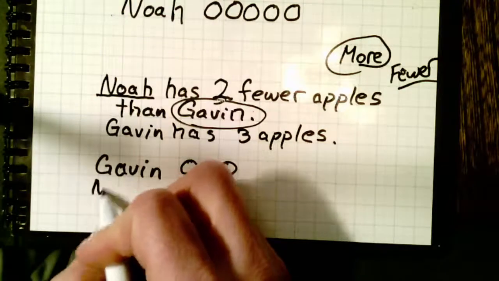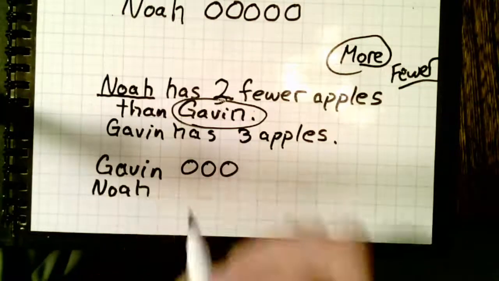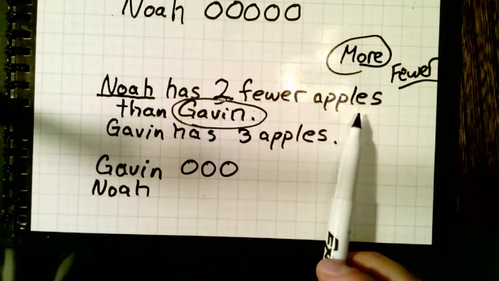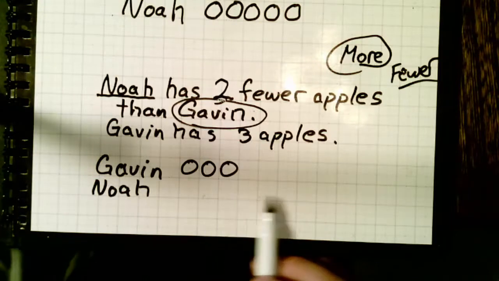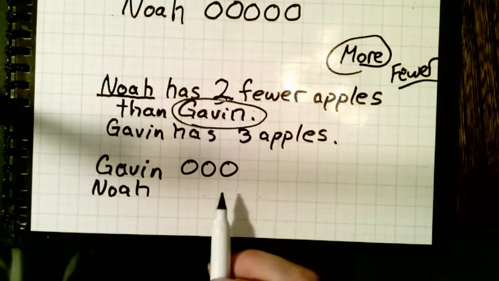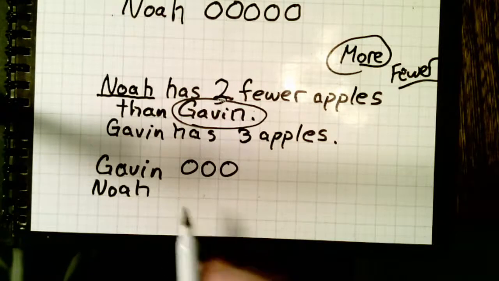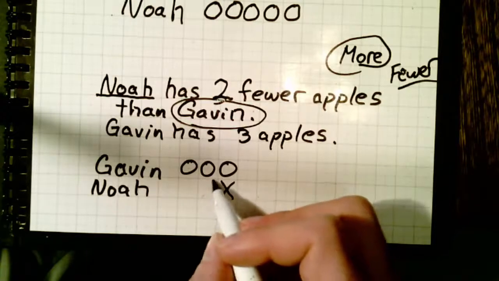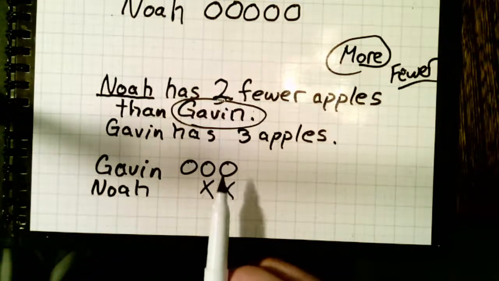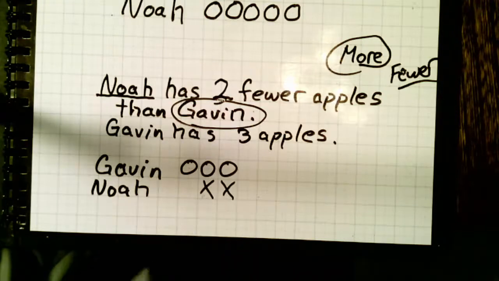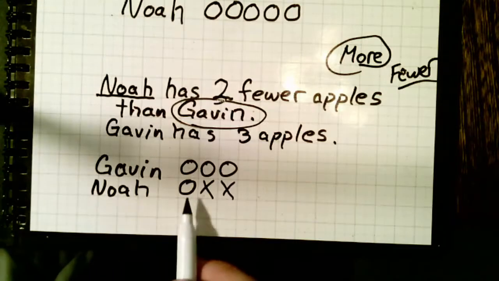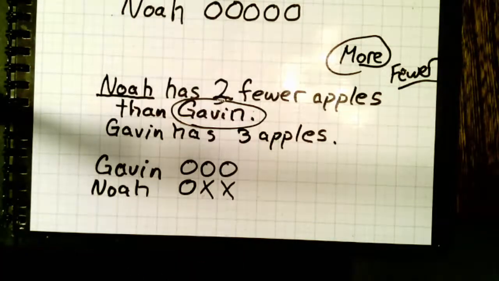And Noah, I am not sure how many apples Noah has, but I know he has fewer than Gavin. So I'm not going to make it more than Gavin. It's got to be fewer. How many fewer? It's 2 fewer. So what I'm going to do here, just to help me out a little bit, I'm going to put a couple X's. So if I had 3 of Gavin's and I took away 2, that's going to be how many Noah has. And let's see, Noah has 1 apple. Is that the answer that you got? Good, I'm glad I'm on the right page here.